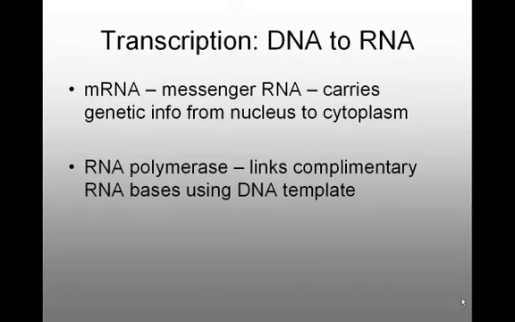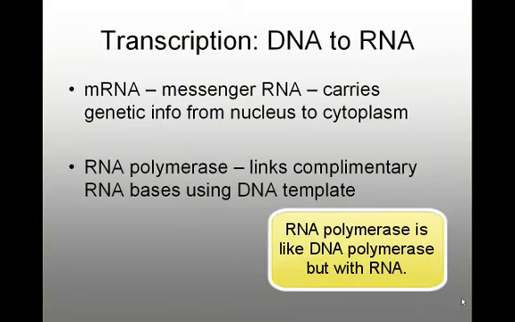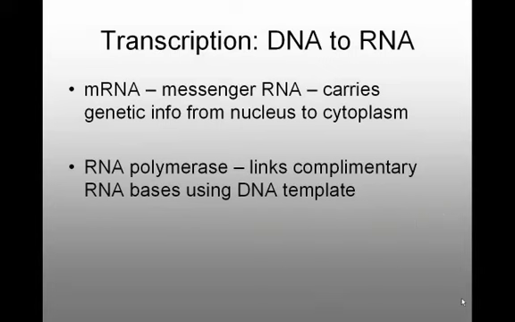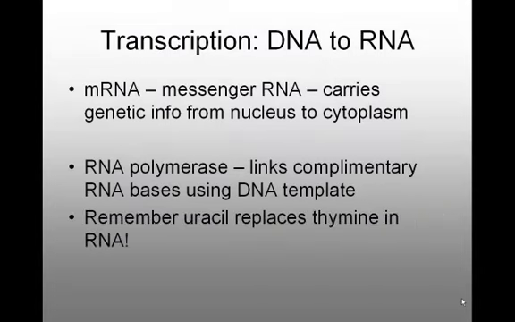Now, the way that things get added onto mRNA is with an enzyme called RNA polymerase. Now, there was DNA polymerase that added nucleotides onto a strand. Well, RNA polymerase does the same thing for RNA. So it lines up the DNA strand and then puts the complementary base on it. But remember, when you're making RNA, wherever you would have had a thymine, you're going to get a uracil instead.